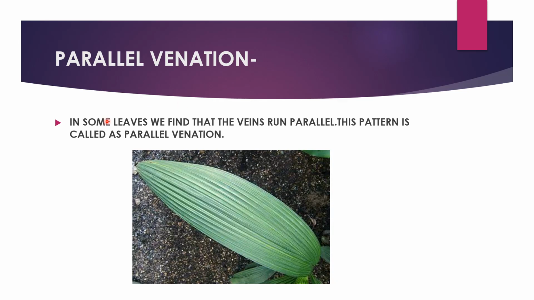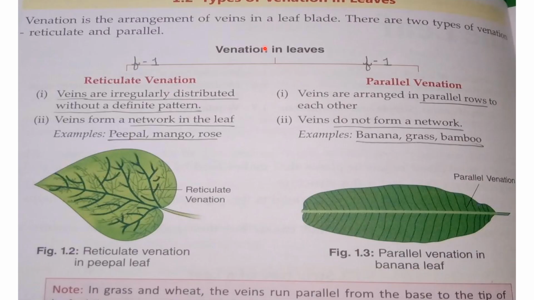Coming to parallel venation, in some leaves we find that the veins run parallel to each other, and so these are called parallel venation. So this is another parallel venation, like a banana leaf. In the banana leaf, you can see the veins running parallel to each other. They are not making any network. Other examples besides banana are grass and bamboo leaf, in which you can see the same pattern of veins.